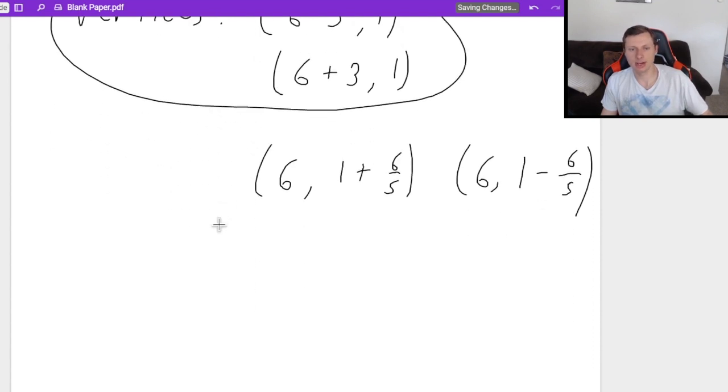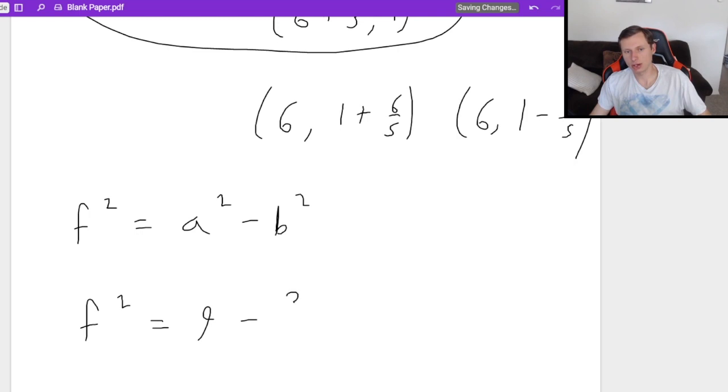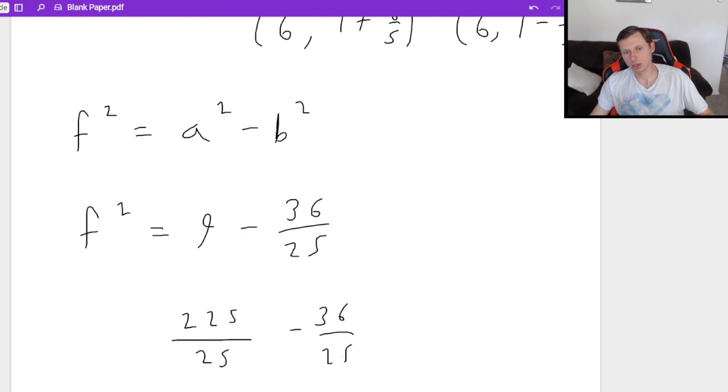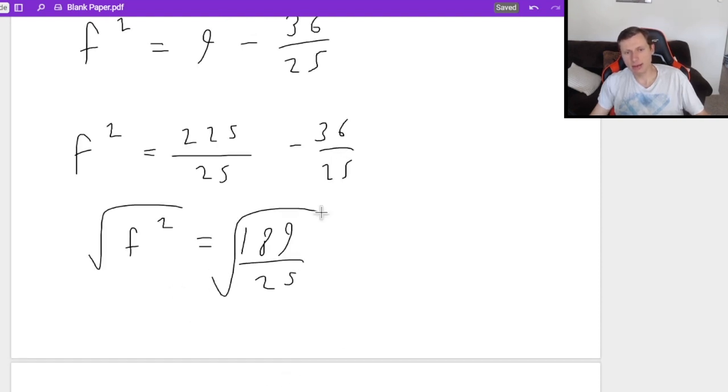And then the last thing we need to do is find the focus or the foci. So that's going to be f squared equals, again, the semi-major this time is a, so a squared minus b squared. And f squared equals, a was 3 squared 9 minus b squared 36 over 25. Yeah, that's a monster. But getting a common denominator of 25, 25 times 9 is 225. So 225 over 25 minus 36 over 25. That's my f squared. Just subtracting these fractions, I'm going to get 189 over 25.